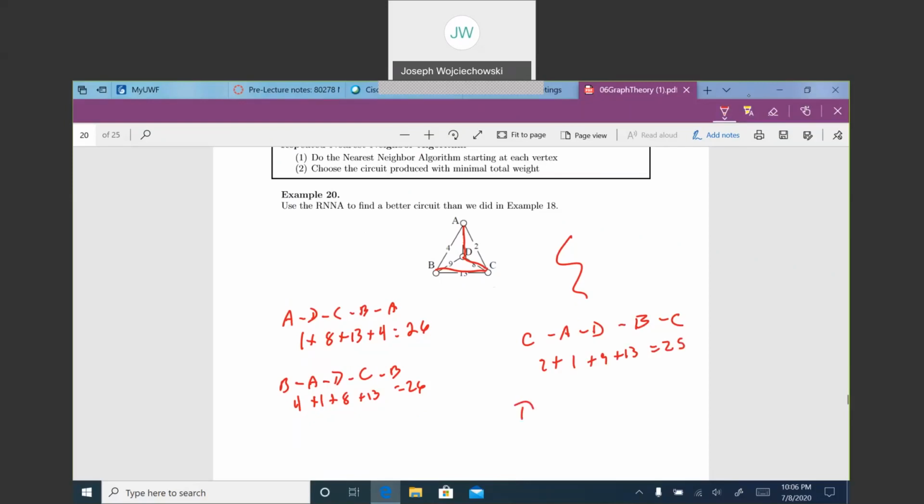And then let's look at D. Closest to D is A, which is 1. Closest to A is C, which is 2. That only leaves B left, which is 13. And then we go back to D, which is 9, 22, and 25. So we actually have 2 that are the same. And that can happen.